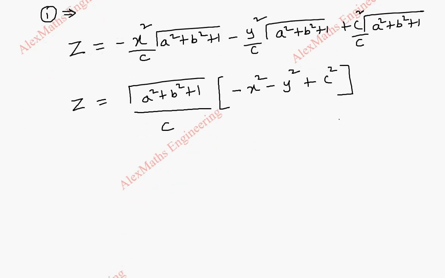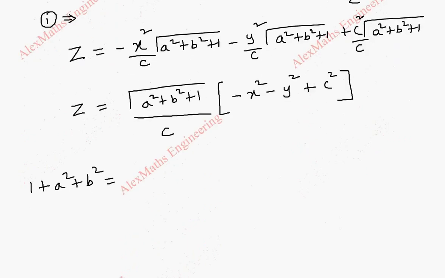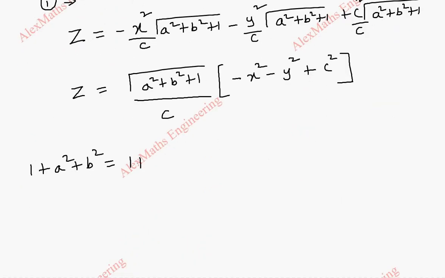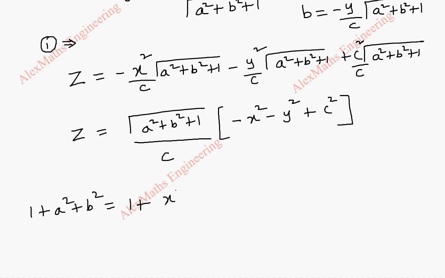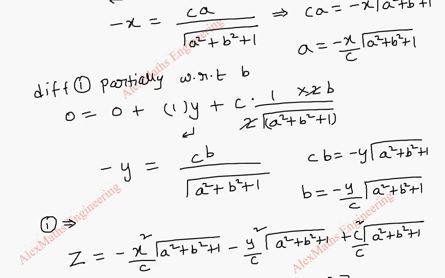Now we have to get the singular solution in terms of x and y, but we have a and b. So I have to find the value of 1 plus a square plus b square. So let's take a square value here. 1 plus a square is, by squaring this, x square by c square, and y square by c square, and we have a square plus b square plus 1. So we have from this.